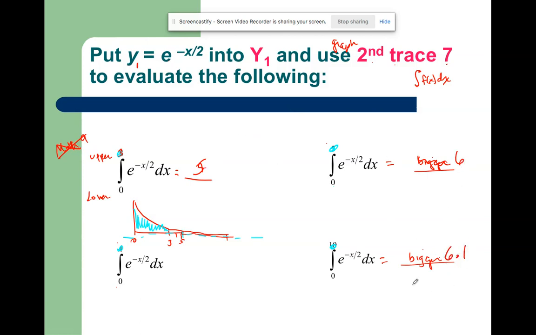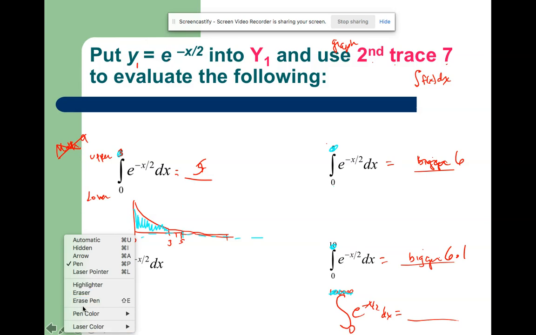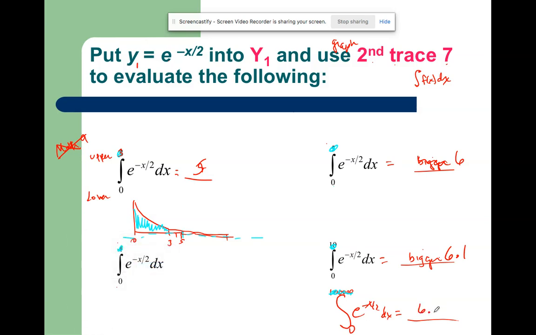So notice, as you go further and further out there, because this function is falling to the asymptote at the x-axis, but never hits it, if I asked you to do 0 to 1 million of e to the x over 2 dx, you would get a number because I stopped you. I bounded the area, but I hope you won't be surprised if I say you're going to get a number like 6.00001 here. So this is where we're going.